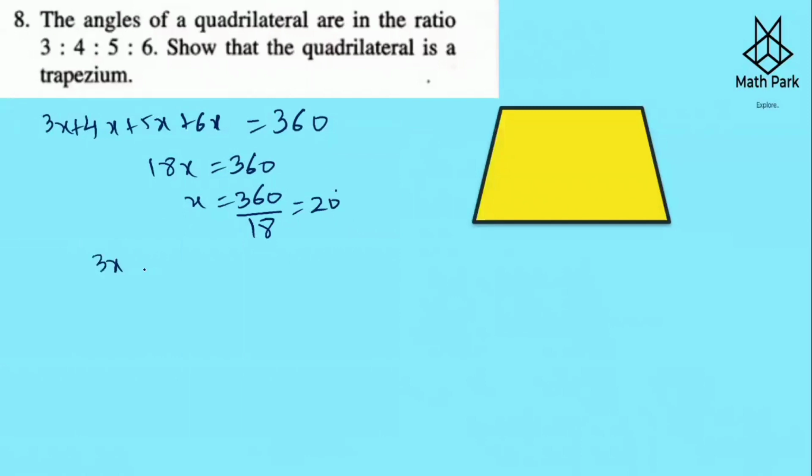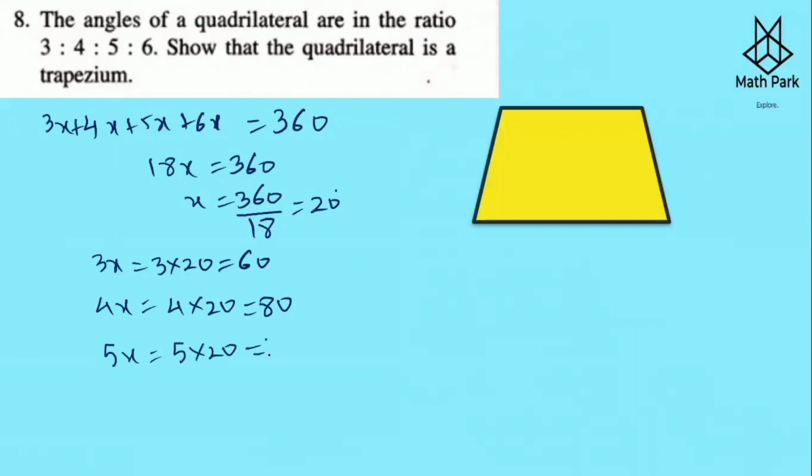If it is 3x, so 3x is equal to 3 times 20, which is 60 degree. Then we have 4x is equal to 4 times 20, which is 80 degree. And 5x is equal to 5 times 20, which is 100 degree. And we have 6x is equal to 6 times 20, which is 120 degree. So we can see that in a sum of 2, we are getting 180. So we have, this is 3x, this is 4x, let this be 5x, and let this be 6x. So we got this 3x, which was 60, this angle is 60 degree, and we got this angle 6x, which was 120.